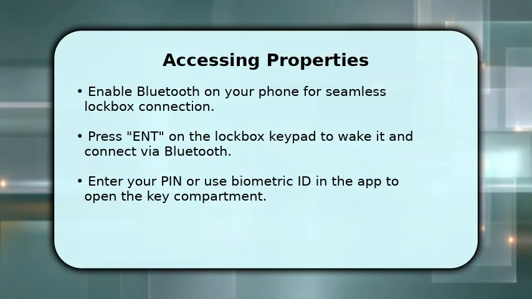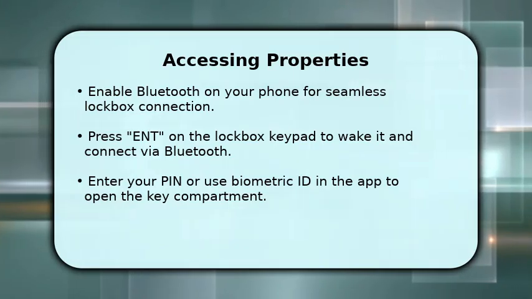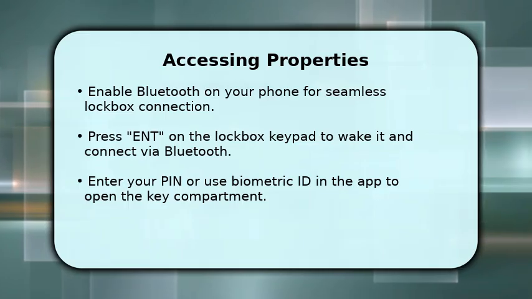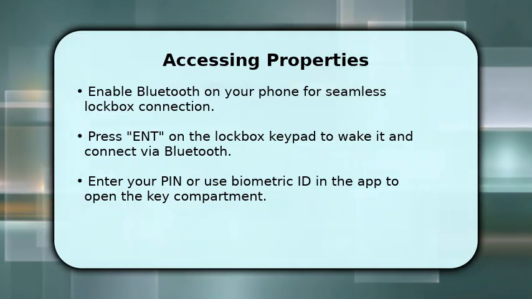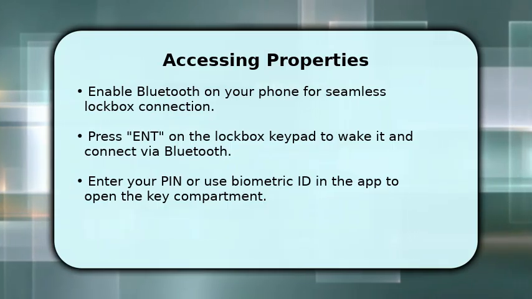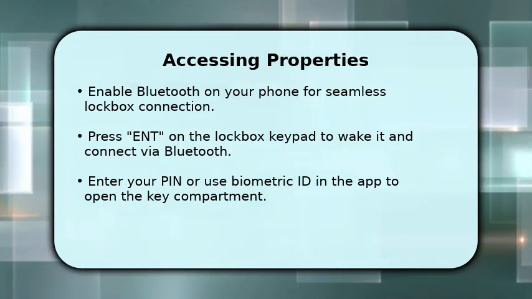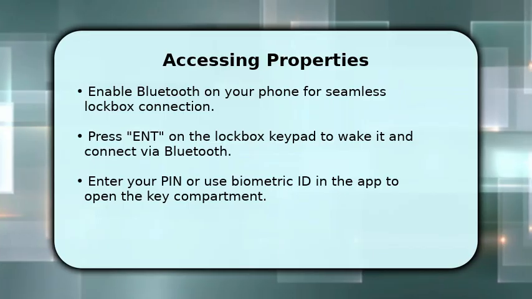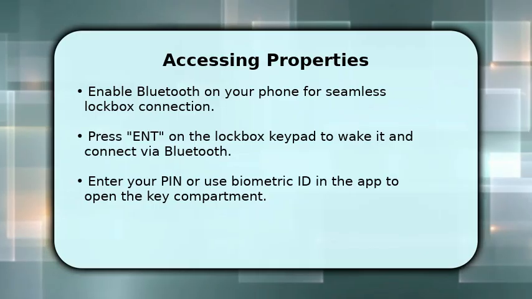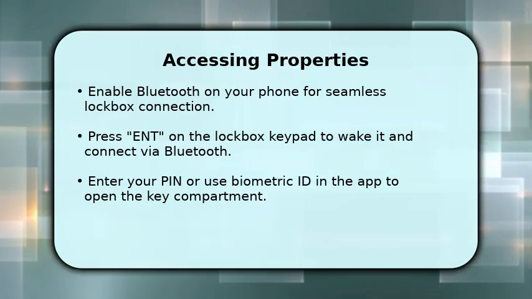Accessing properties with the SentriLock app is straightforward. Always ensure Bluetooth is enabled on your phone for the best connection. When you arrive, press the Ent button on the Lockbox keypad to wake it up, establishing a Bluetooth connection with your app. Then, simply enter your 4-digit PIN or use your device's biometric identification, like Face ID or Touch ID, within the app to open the key compartment.